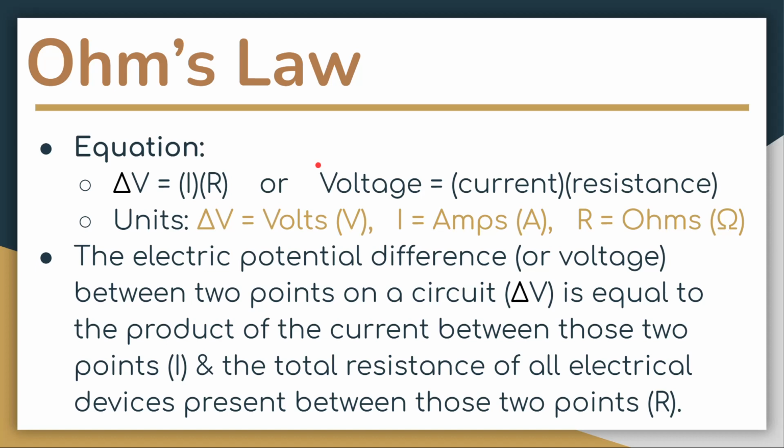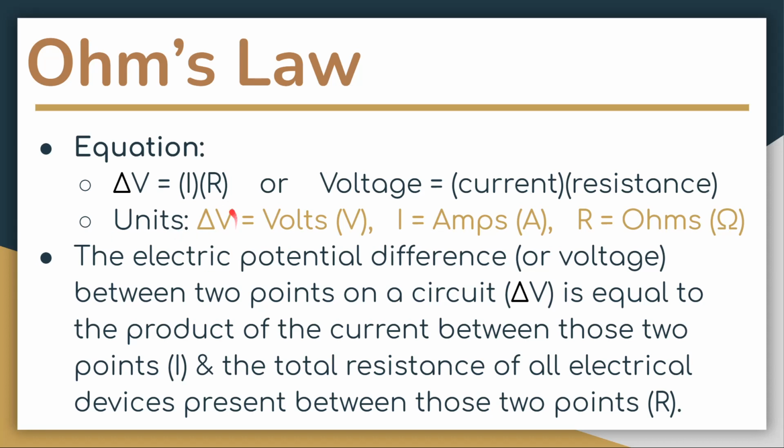Now when you read a problem, or maybe you're not even reading a word problem, you're just looking at a diagram with some labels on it, you need to be able to identify which of these is your voltage, which is your current, and which is your resistance. In order to do that, it would help if you knew what the units were for each of those variables. And so that's what this is right here.